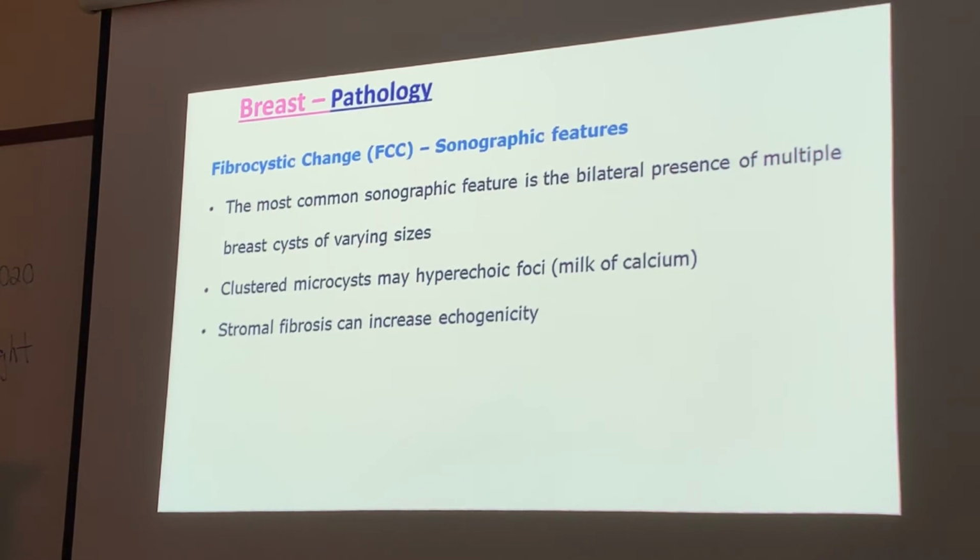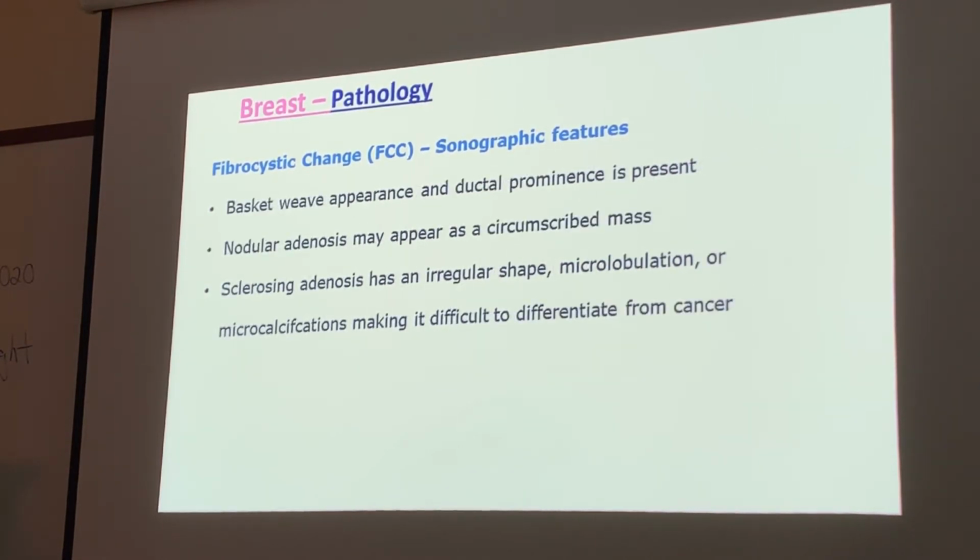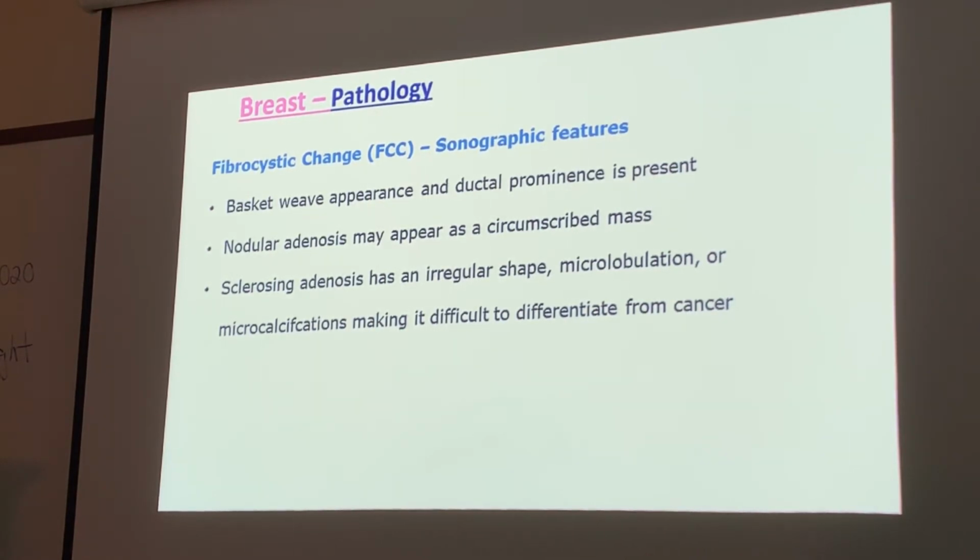Stromal fibrosis can increase the echogenicity of the mammary layer. Some other sonographic features are the basket weave appearance and ductal prominence. You may see some dilation of the ducts. Nodular adenosis may appear as a circumscribed mass. Sclerosing adenosis has an irregular shape. Microlobulation or microcalcifications make it difficult to distinguish from cancer.